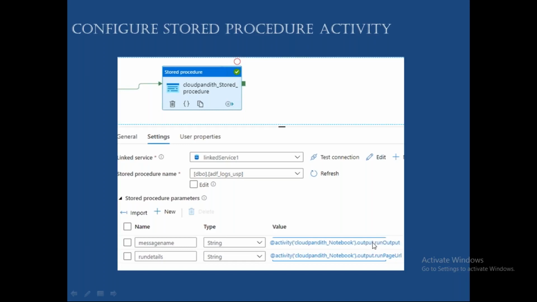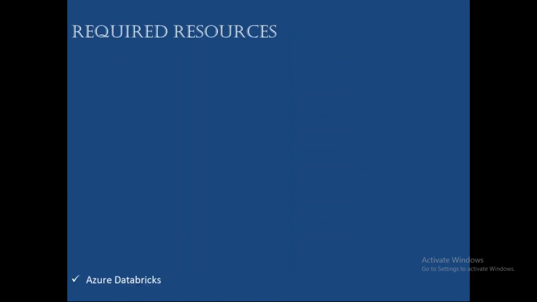When you say run output, the actual message will come. For run details, I need to use the run page URL that we have in the notebook output. That URL I need to pass to the run details parameter. If I pass the actual values to these two parameters, those two parameters will insert the actual message into the log table.